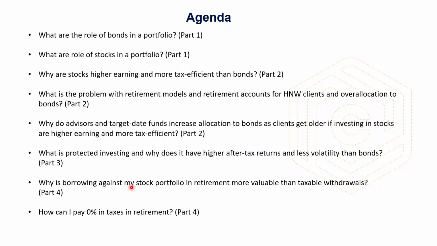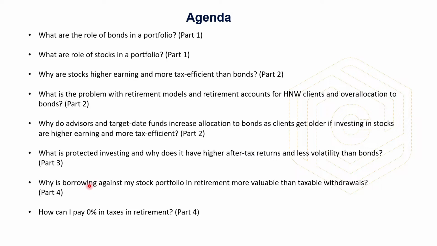So using a pure stock portfolio and borrowing against it for your withdrawals in retirement can both generate a lot more wealth for you in retirement, generates a lot more wealth for your beneficiaries after you pass on, and reduces the overall tax drag of the portfolio.